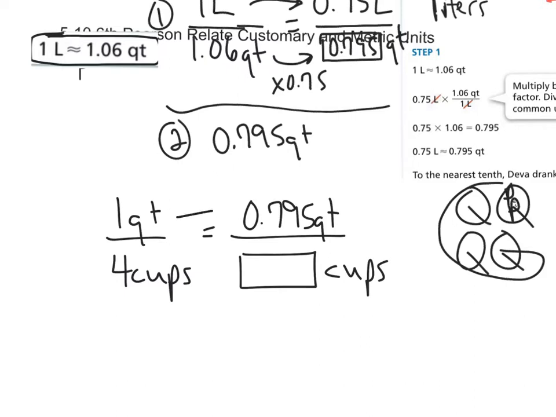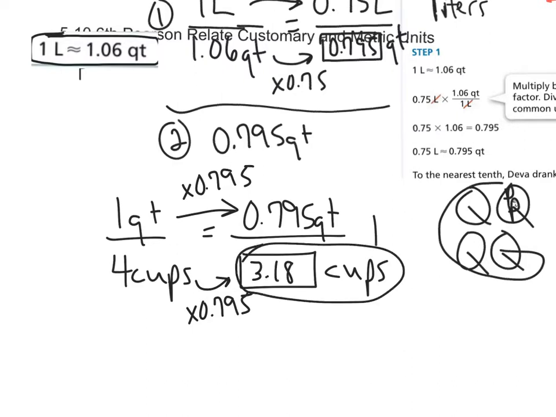So if we go from 1 to 0.795, we could get there by multiplying by 0.795. If you take 1 times a number, you'll get that number. So if you take 4 times 0.795, you can see in your book that would be 3.18 cups. So that would be our answer for that one.